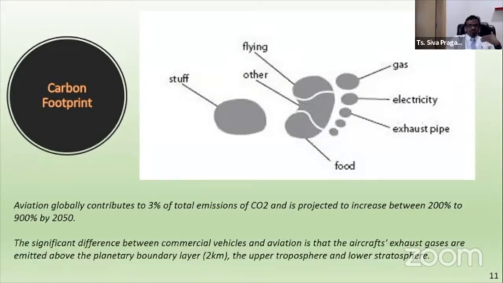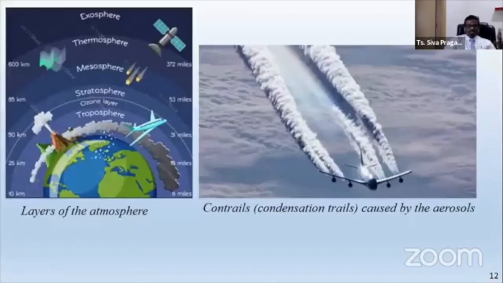So what is the big difference actually? The significant difference between commercial vehicles and aviation is that aircraft exhaust gases are emitted above the planetary boundary layer. That's about 2 kilometers above, between the upper troposphere and the lower stratosphere. We will see this now.